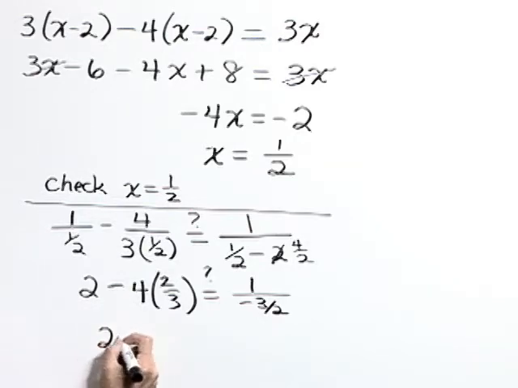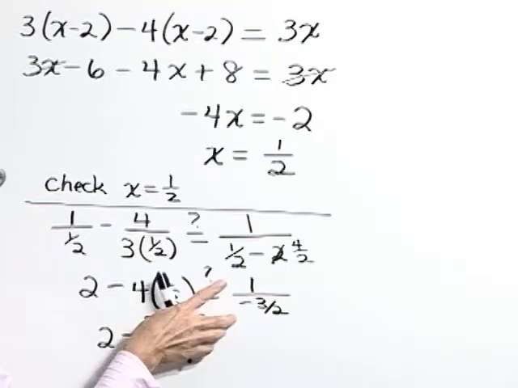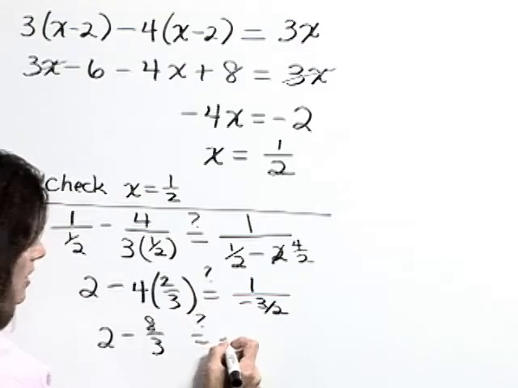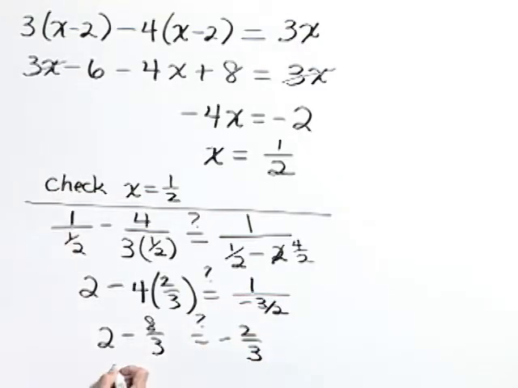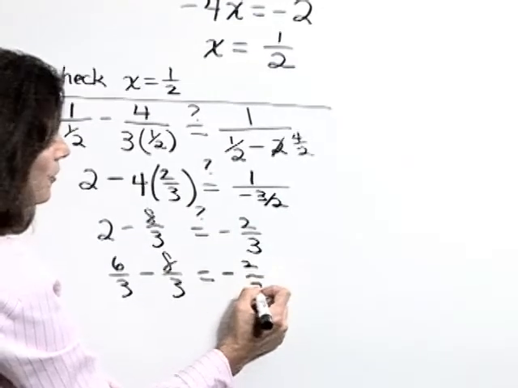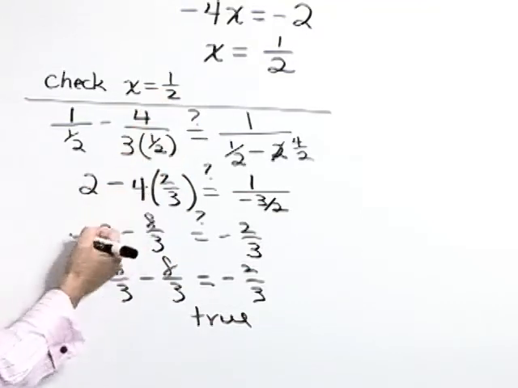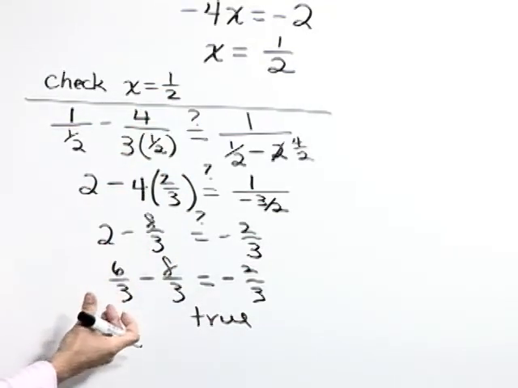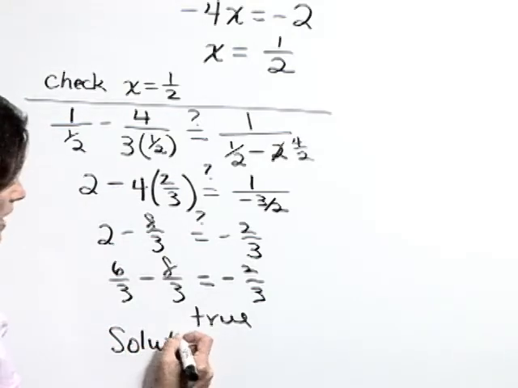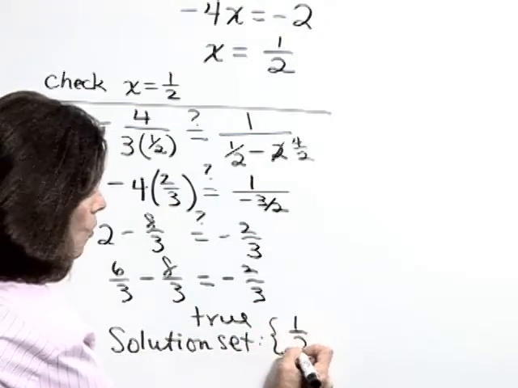That's a 2 minus 8/3. Is that equal to 1 divided by negative 3/2 multiplied by the reciprocal of that denominator, getting a negative 2/3? So is 6/3 minus 8/3 equal to a negative 2/3? It sure is. That's a true statement. So x equal 1/2 is correct. That is the solution. So let's describe this by saying the solution set is 1/2.